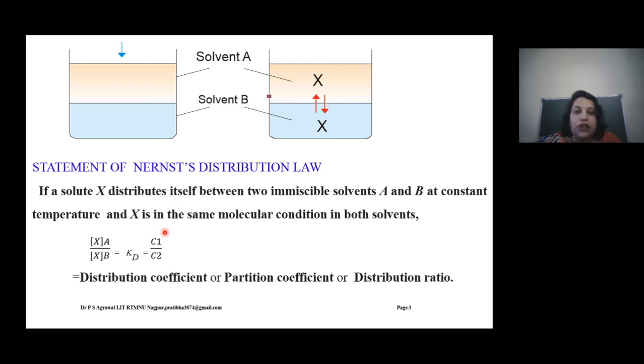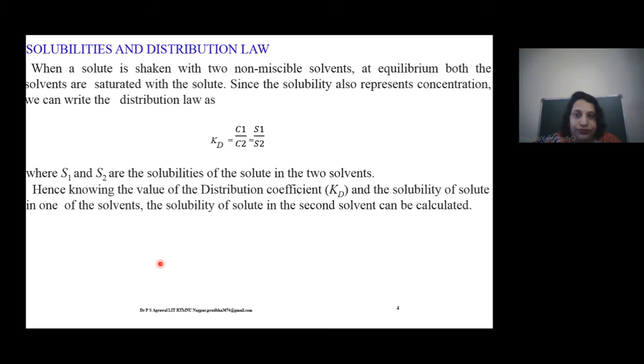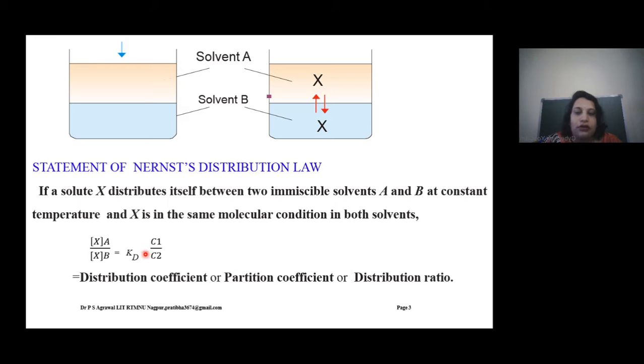This is the statement of the Nernst distribution law, observed by Nernst, that when the solute is distributed between two immiscible solvents, then the ratio of distribution in the two solvents will always be constant. Now, we have to solve problems on this also. Suppose the concentration in one solvent and Kd are given, we can find out the concentration in the other solvent, or we can find Kd from C1 and C2, and vice versa. There are so many numericals which are given in the notes also.